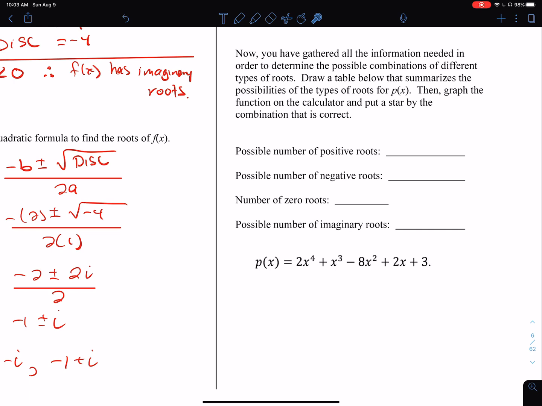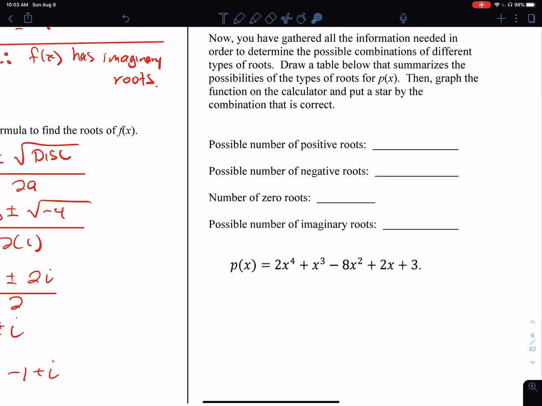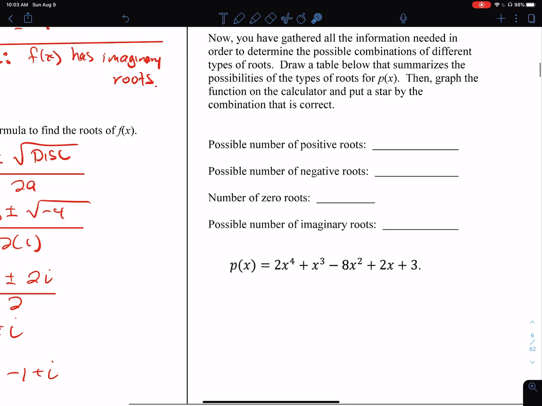We tried to figure out how many of these roots are positive, how many of these roots are negative, how many of these roots are zero. We may not have actually done that for this function. And then how many of these roots are imaginary? We're going to put all that together and try to answer this question.